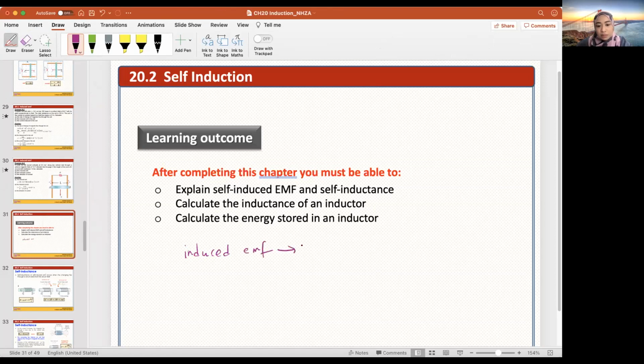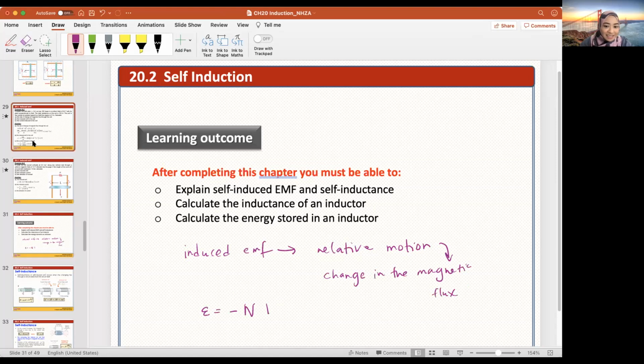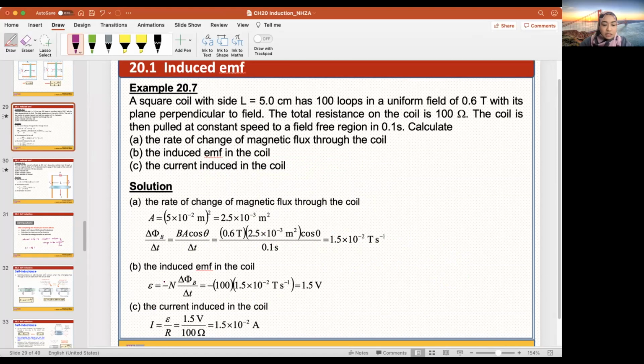We talked about induced EMF and we discovered together through this chapter that we needed to have a relative motion between the magnet and the conductor, or you needed to have a change in the magnetic flux. So the relative motion contributed to the change in the magnetic flux. So the induced EMF equation is minus n, the change in magnetic flux over the change in time.